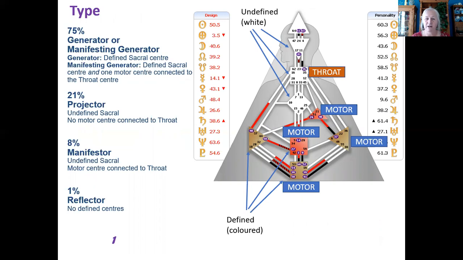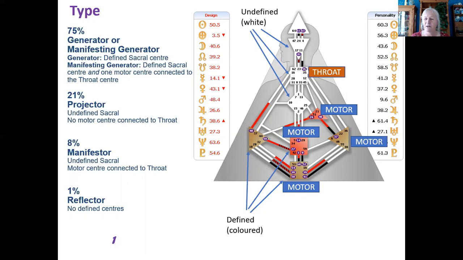75% of people are generators, or what are known as manifesting generators. So if you have a defined sacral center, and that's this red square one up from the bottom, then you are some form of generator. Manifesting generator means that you have a defined sacral center, and either that or one of these other centers that I've labeled as motors has a direct connection through to the throat center.